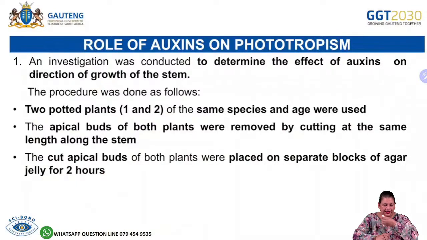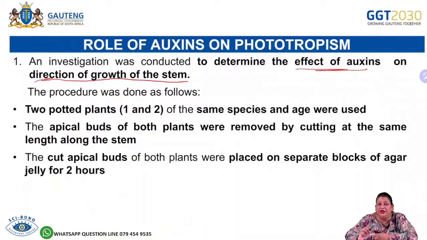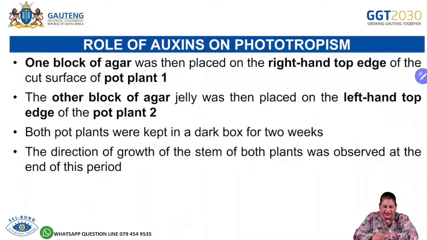The third one now. This is another investigation, learners. This investigation is to determine the effect of auxins on the direction of the growth of the stem. Now we're talking about direction, not just growth. The procedure, again, picture it. Two plants, 1 and 2, of the same species and age group. What we said: validity. Apical buds of both plants were removed by cutting at the same length. Again, same length, validity. Same species, age, validity. Only 2 pot plants. The cut apical buds of both plants were placed on separate blocks of agar for 2 hours.